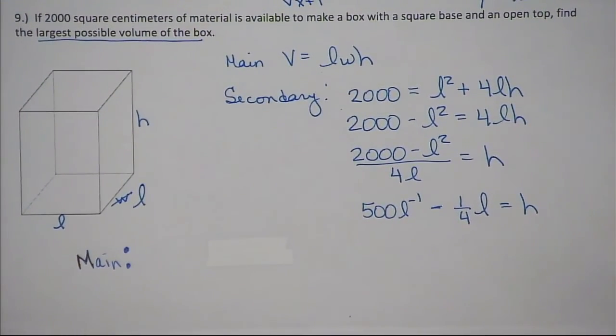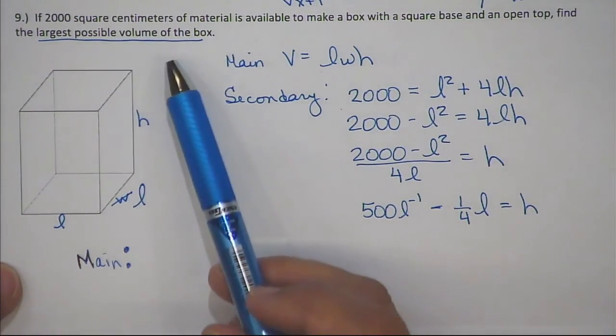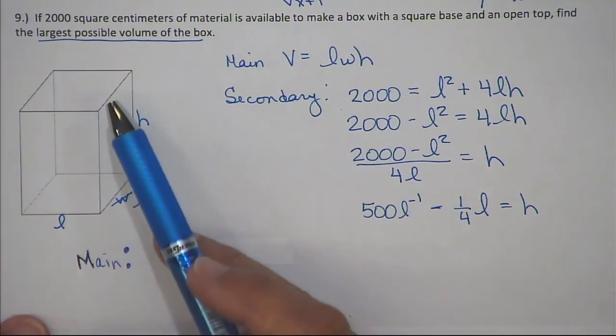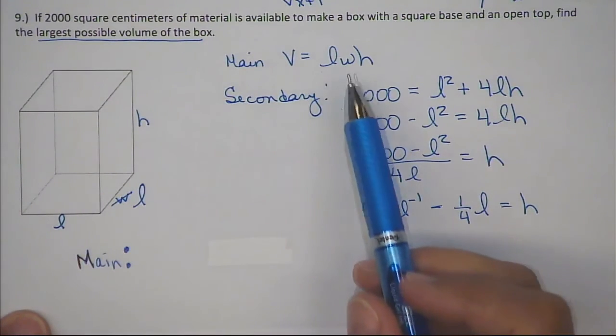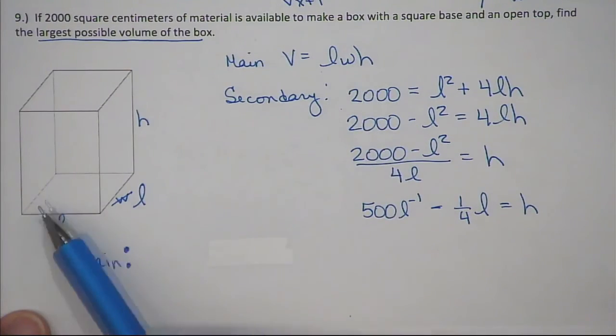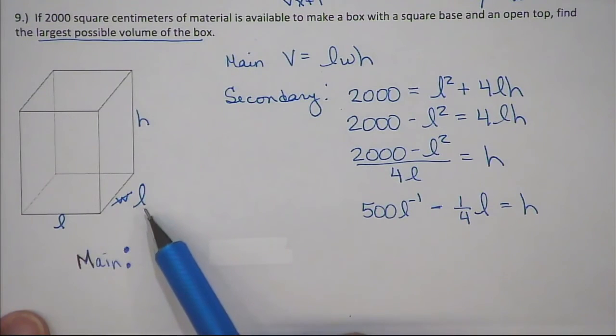All right, so just a reminder, we were looking at a box and we were trying to find the largest possible volume of this box. And this is a box that we were creating that had an open top, so no lid on it. Okay, so our main equation was the volume, which is length times width times height. They told us that the bottom was a square, so I replaced W with an L. Remember, we're trying to get this down to one variable.